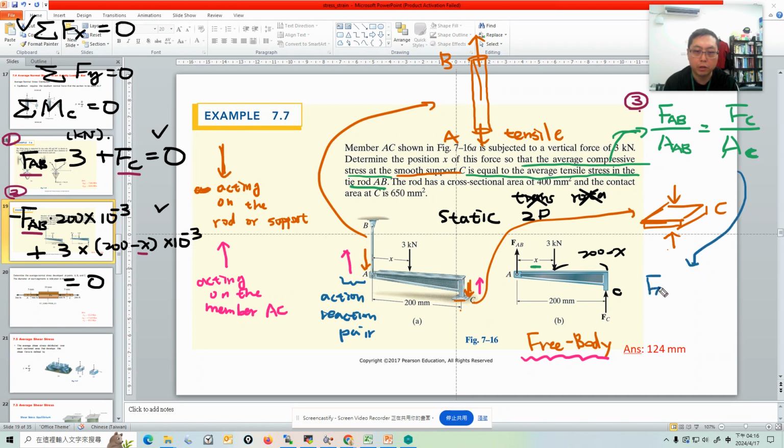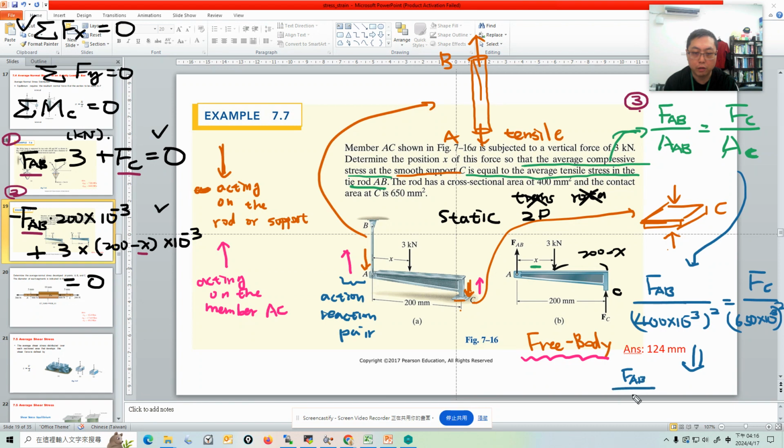Okay, so FAB we don't know. And what's the area AB? The area AB is 400 millimeter square. So that's 400 times millimeter square. Be careful for the prefix rule. And for FC, the area is 650 times 10 to the power minus 3 millimeter square. After this equation, it gives you the ratio between the FAB and FC.